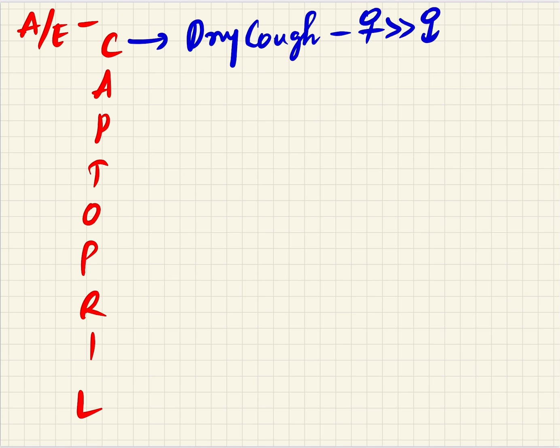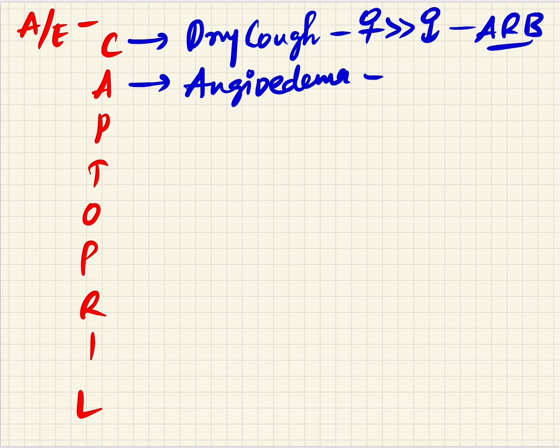Whenever this dry cough becomes a big problem, the ACE inhibitors should be stopped immediately, and you should go with the ARBs. ARBs are the angiotensin receptor blockers, which we will be dealing with in further videos. And second is the angioedema. Angioedema is actually rare, but whenever you observe angioedema, you should immediately stop the drug course.